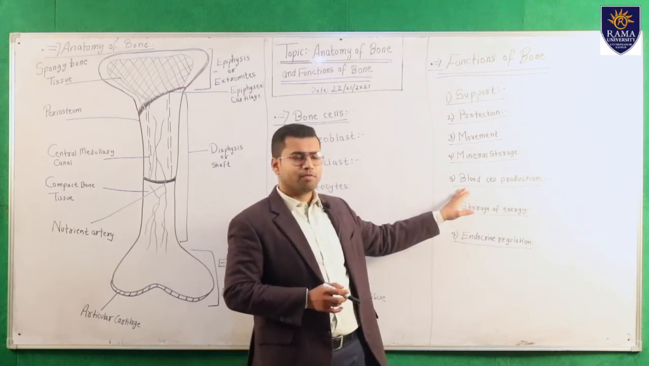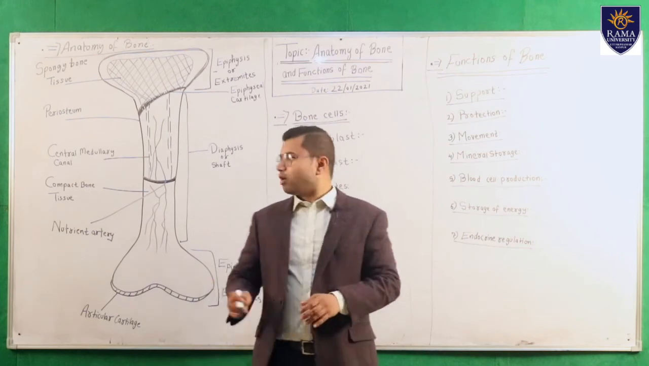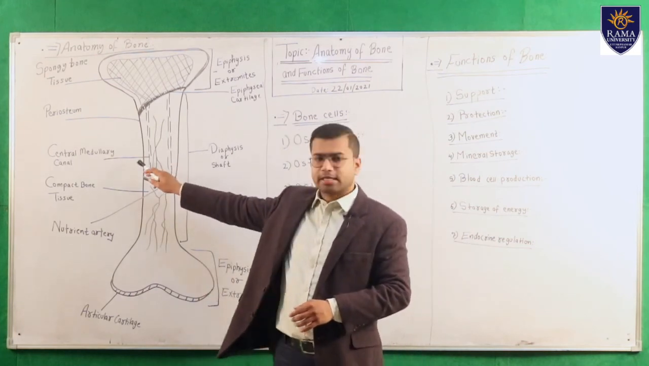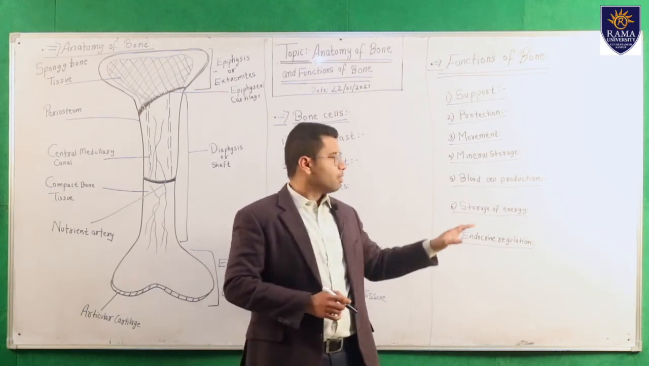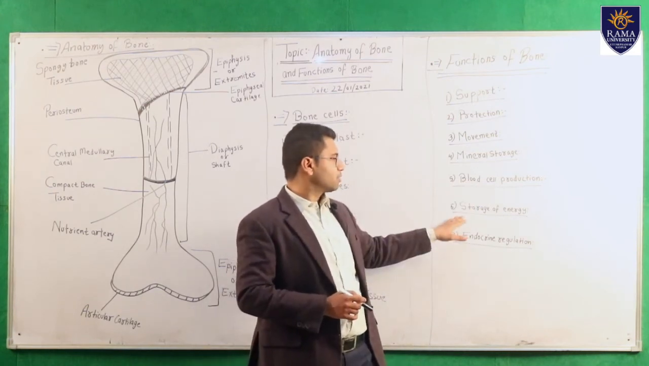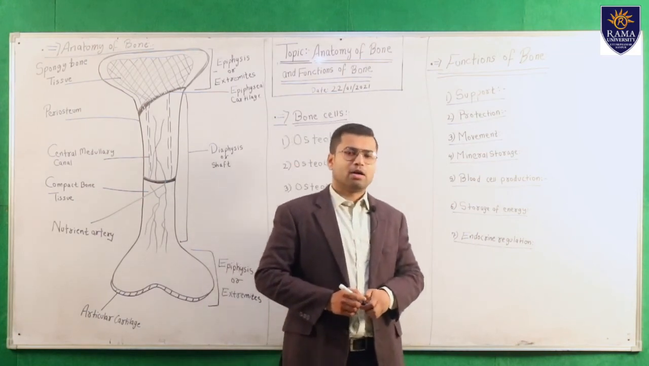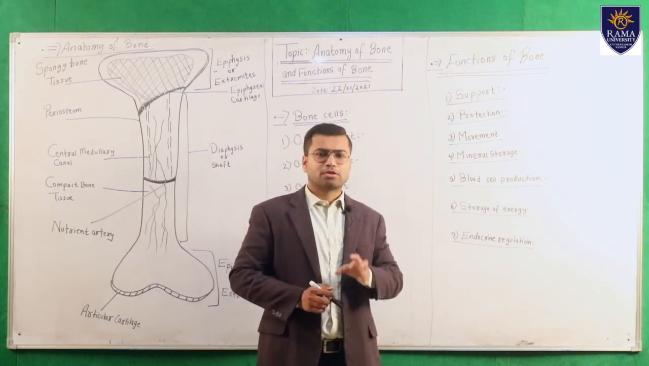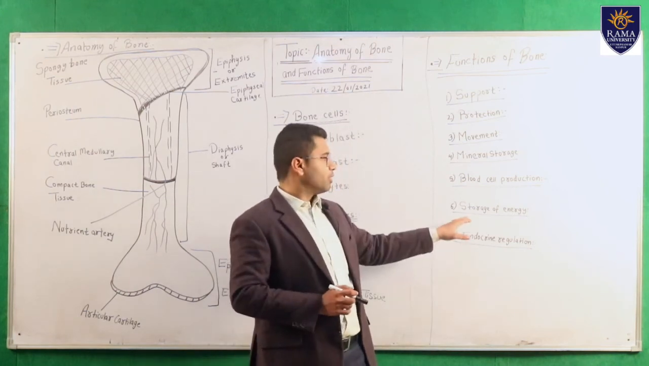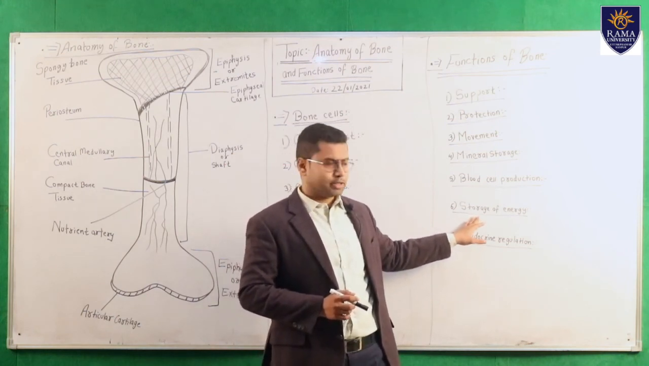The next function of bone is blood cell production. We have already discussed the bone marrow. In the central medullary canal there is bone marrow, which helps in the production of blood cells. Next is storage of energy. The yellow bone marrow consists of lipids. What are lipids? Lipid is also used as a source of energy. So lipid is stored in the bone, and that is another function: storage of energy.